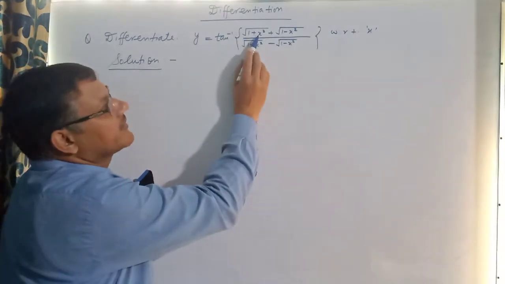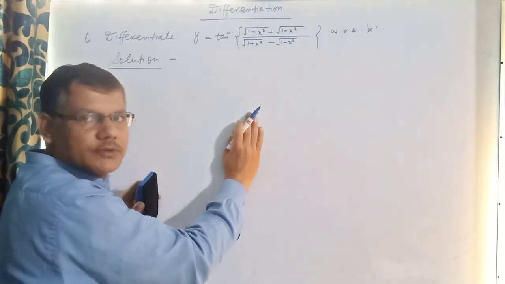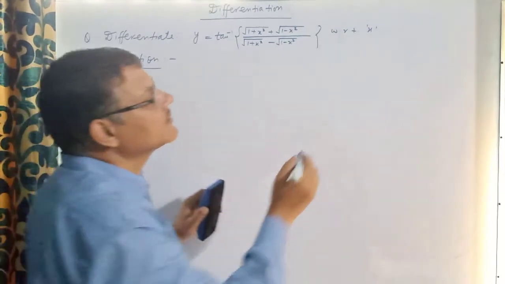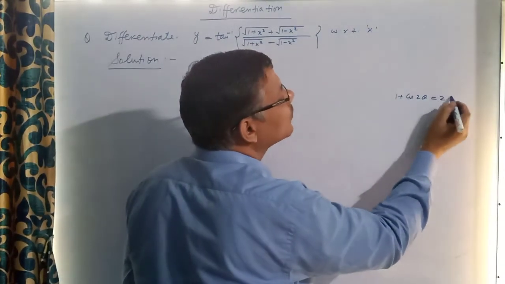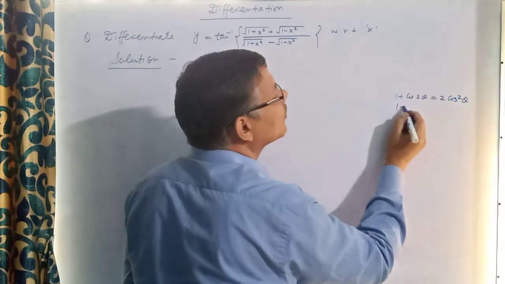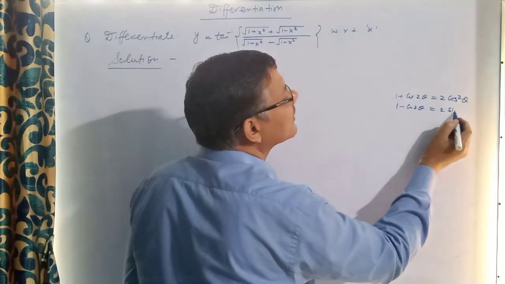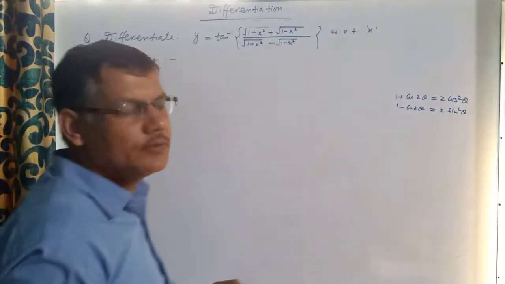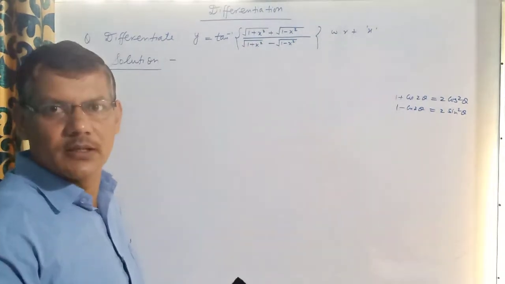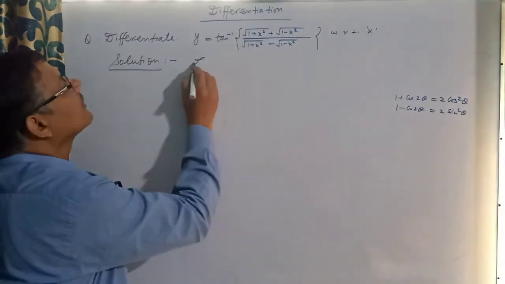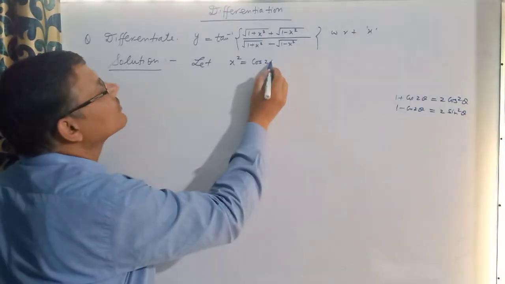So it is 1 plus x square, and in trigonometry there is a formula: 1 plus cos 2 theta is equal to 2 cos square theta, and 1 minus cos 2 theta is equal to 2 sin square theta. When we remember this formula, then we can guess, since it is our requirement to remove the root, that's why we can combine. So let x square is equal to cos 2 theta.